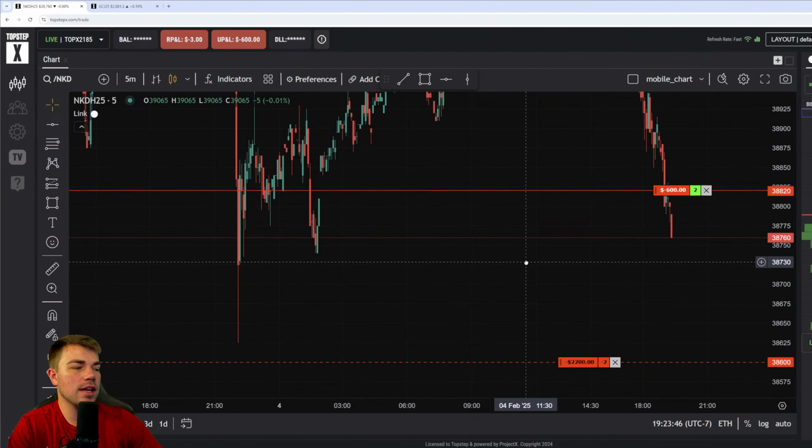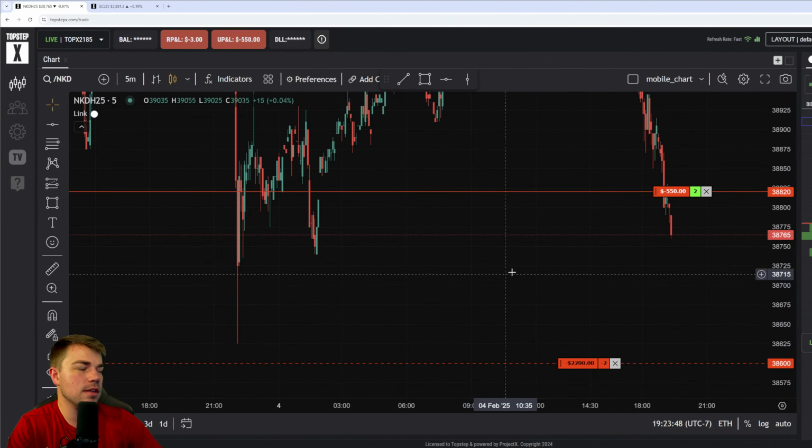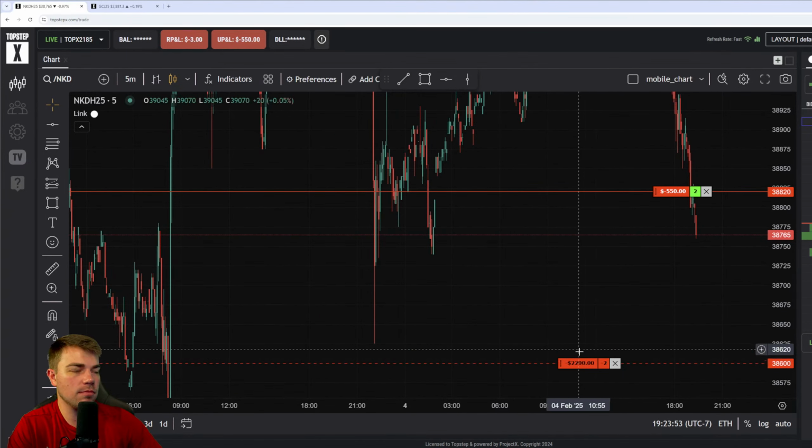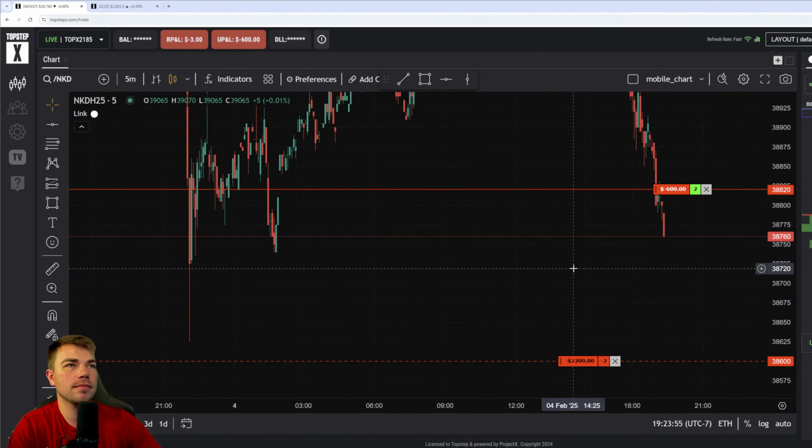How much am I willing to risk? $3,000. I'm going to be risking $3,000 on this trade. And my stop loss is going to be the same.